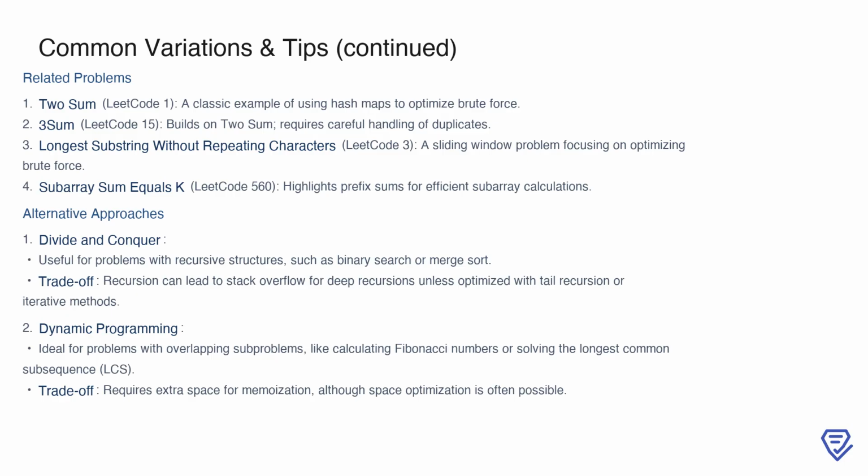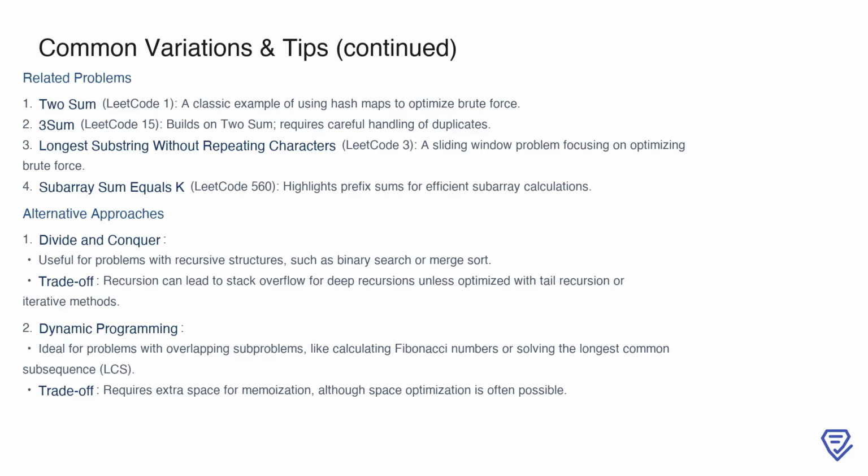To strengthen your skills further, it helps to explore related problems. For instance, the two-sum problem, LeetCode 1, is a classic example of how hash maps can optimize solutions compared to brute force. Similarly, three-sum, LeetCode 15, builds on two-sum but requires careful handling of duplicates, adding a layer of complexity. Another great problem is longest substring without repeating characters, found in LeetCode 3, which demonstrates how the sliding window technique can streamline brute force solutions. Subarray sum equals k, LeetCode 560, introduces the concept of prefix sums, which is an efficient way to handle subarray calculations.